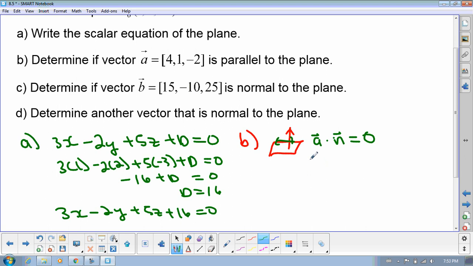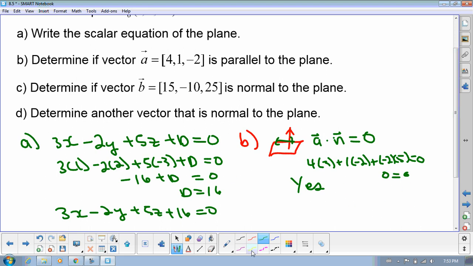So we will have 4 multiplied by 3 plus 1 multiplied by -2 plus -2 multiplied by 5 equals 0. So I have 12 minus 2, that's 10, minus 10, so we get 0 equals 0. So is it parallel? The answer is yes, it is.